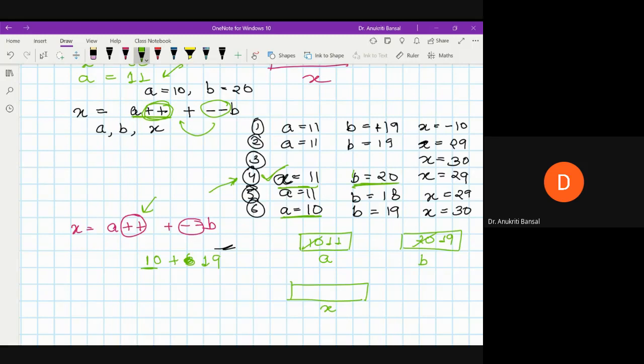Now what is this? 10 plus 19? 29. मैंने कोई भी रिवर्स नहीं किया. Whatever is the definition of operator, I have just used that definition. So Arjun, is it clear?